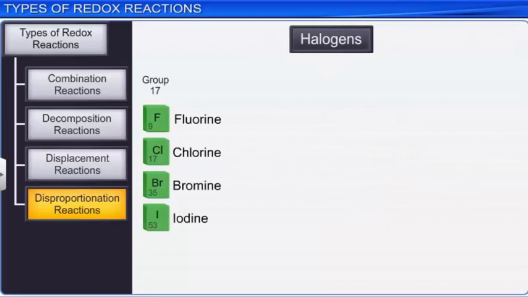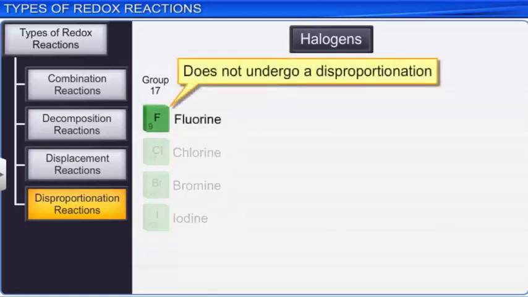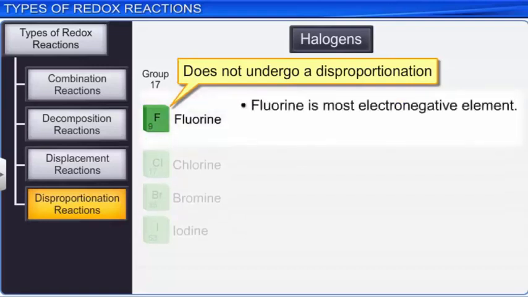Note that, like chlorine and bromine, iodine also undergoes disproportionation. However, fluorine with alkali does not show a tendency to undergo a disproportionation reaction. This is because fluorine is the most electronegative element and hence cannot exhibit any positive oxidation state.